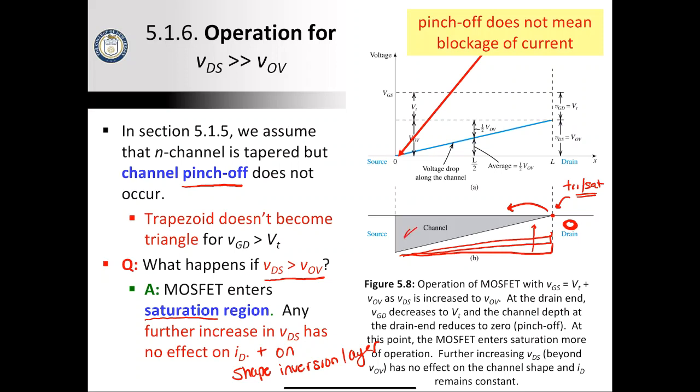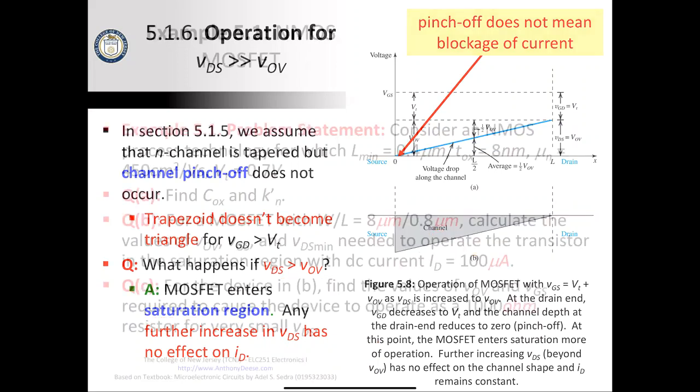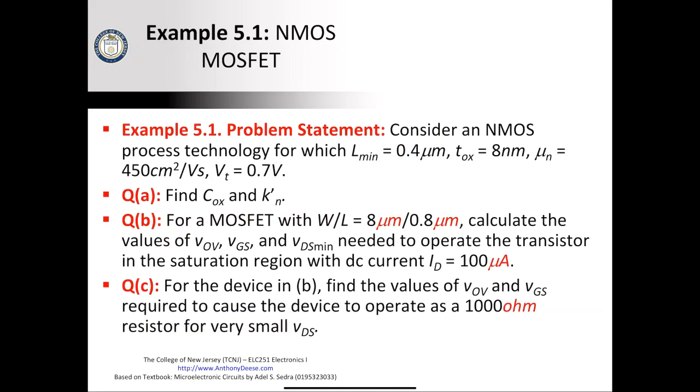Okay, which is right here. So let's take a look at an example. This is example 5.1 from the textbook, and it is an NMOS type MOSFET.